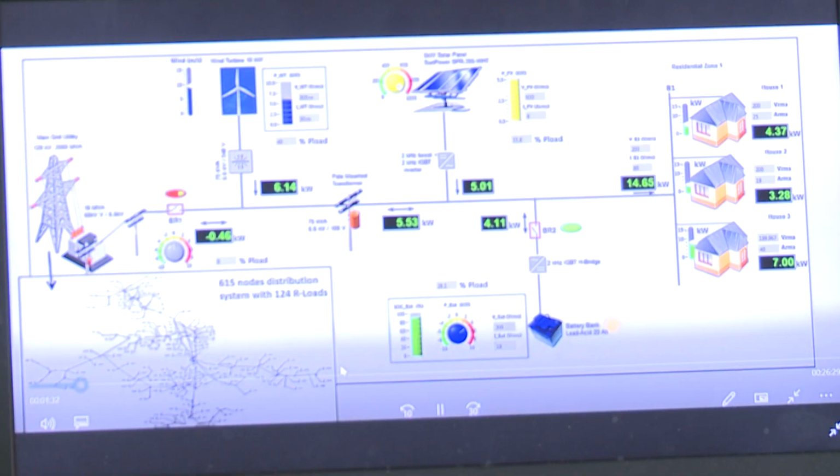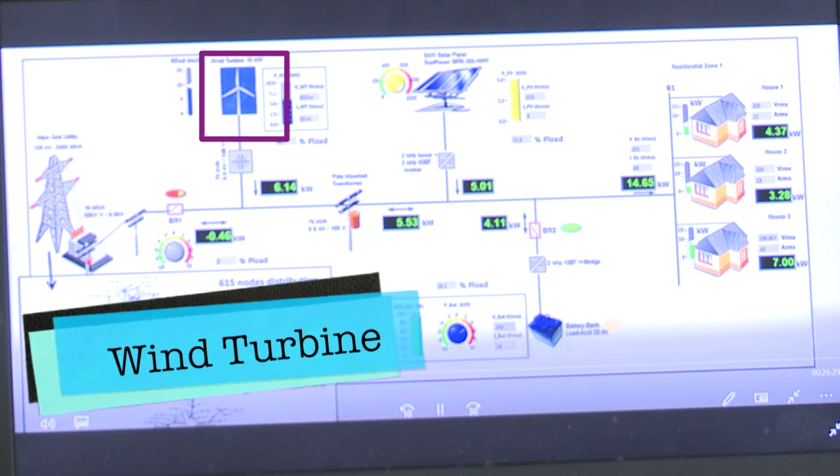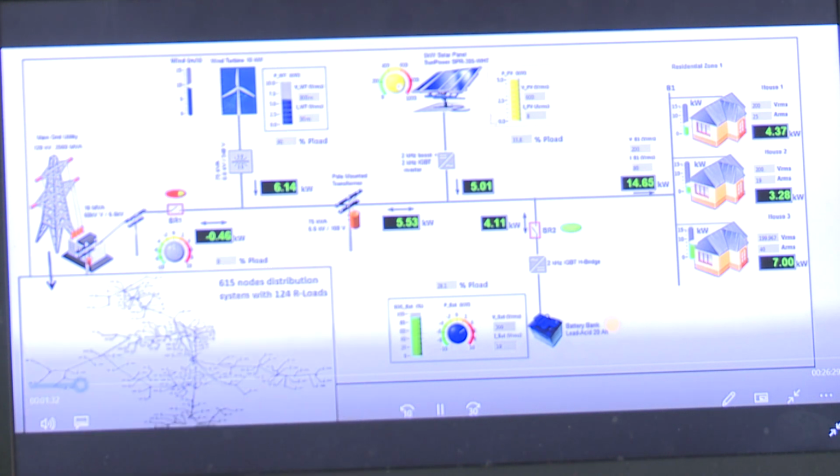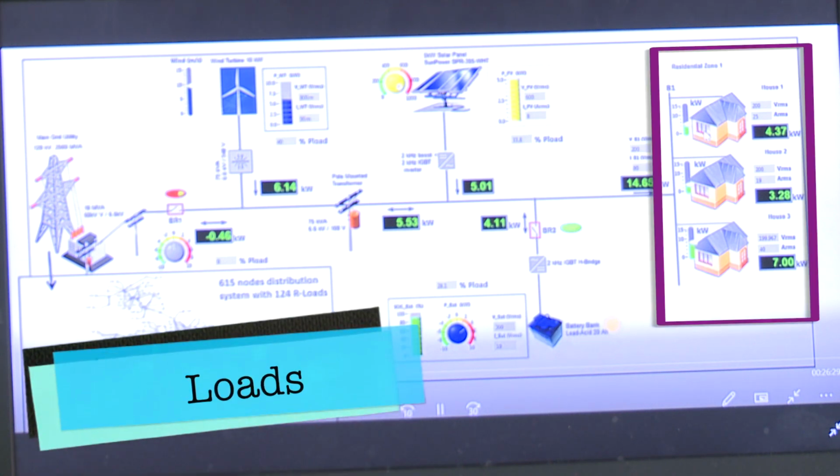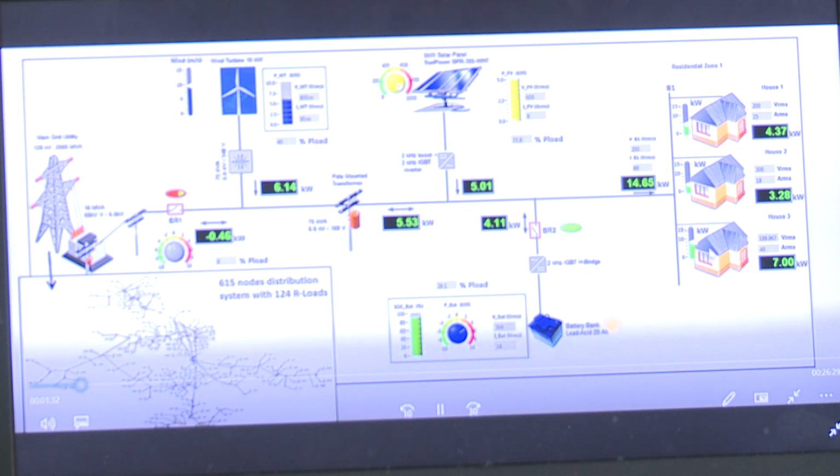This is the microgrid model with 600 nodes containing various renewable sources such as wind turbine, solar panel and battery. There are 3 different loads. In our experimental setup, we have replicated one such load with a real-time 3 kilowatt lamp load.